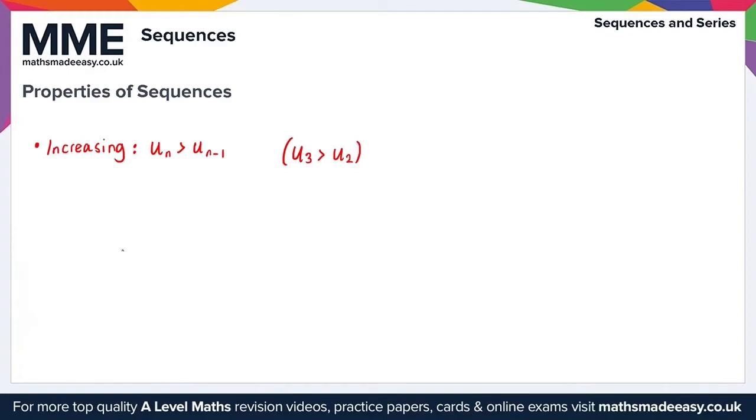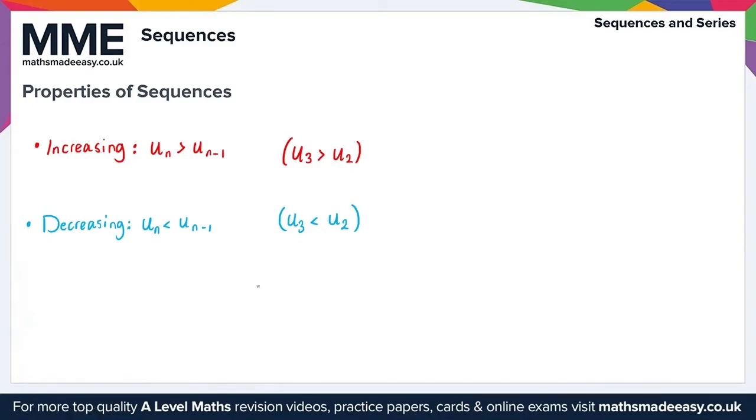Again, let's highlight this with a different colour. The next type of sequence that we can have here is a decreasing sequence. Mathematically defining this sequence here, what we're saying is that un must be less than un minus 1. So in that case, using this example again, u3 must be less than u2 there.